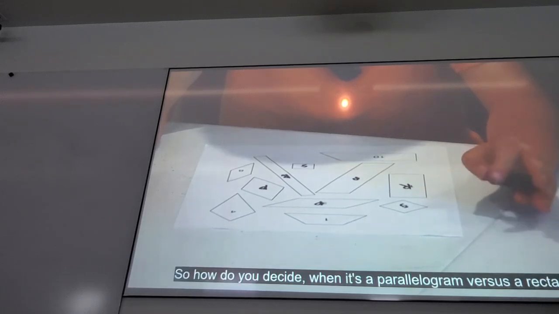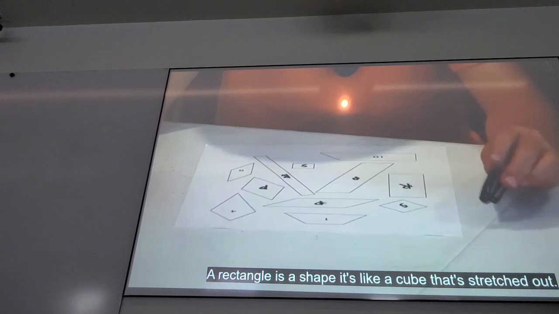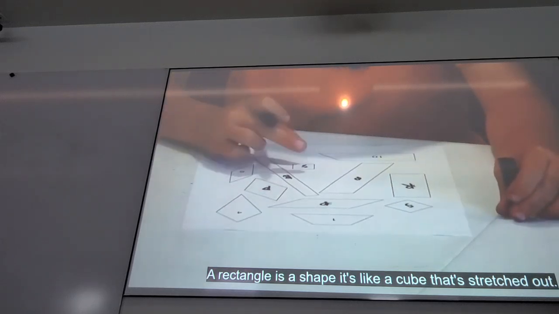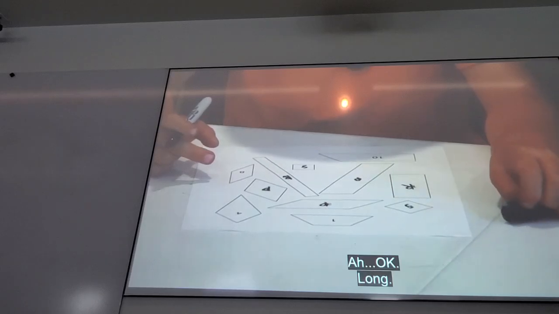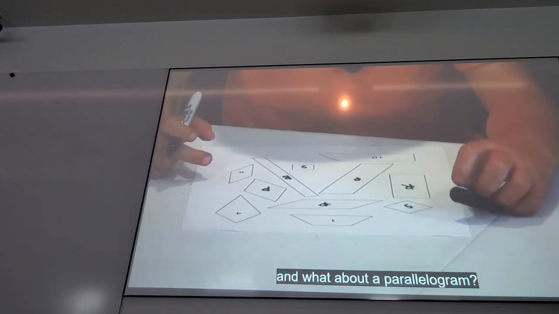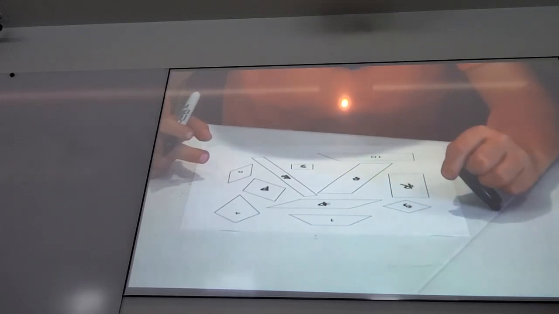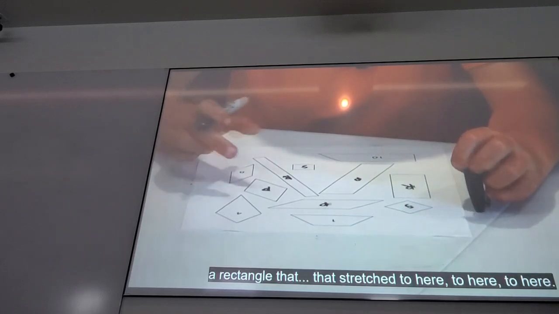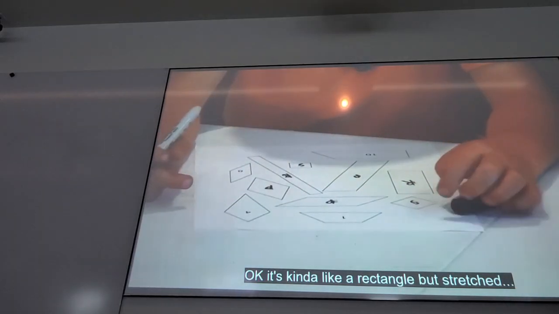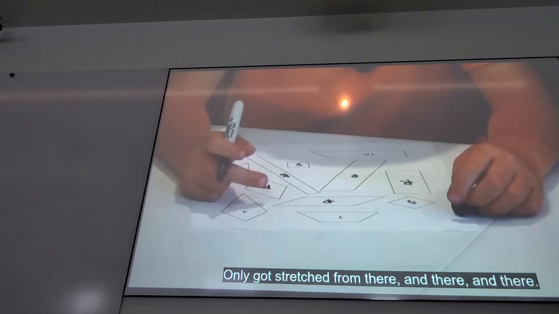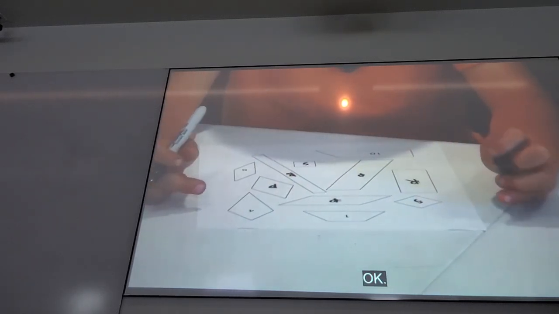So how do you decide when it's a parallelogram versus a rectangle? Rectangle is a shape. It's like a cube that's stretched out. Ah, okay. Long. All right. And what about a parallelogram? What are kind of the characteristics of a parallelogram? It's a rectangle that got stretched to here, to here, to here. Okay, it's kind of like a rectangle but stretched. Okay, not there, just this one. Okay. All right, thank you.